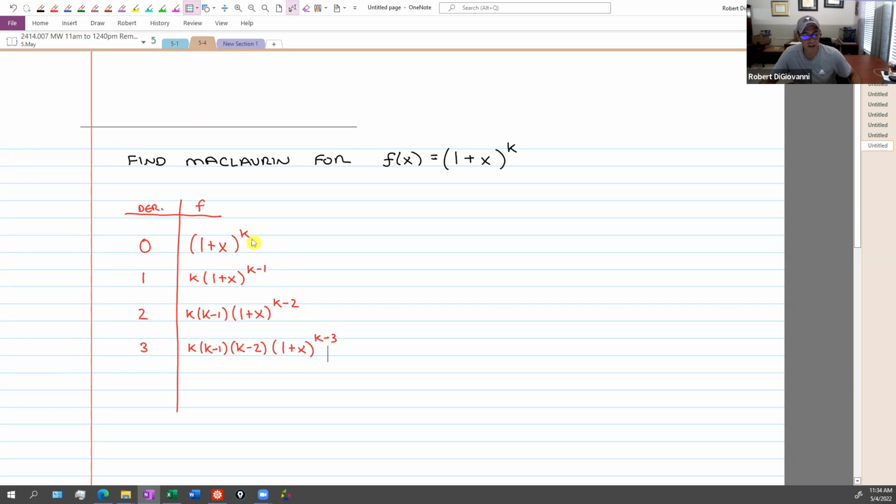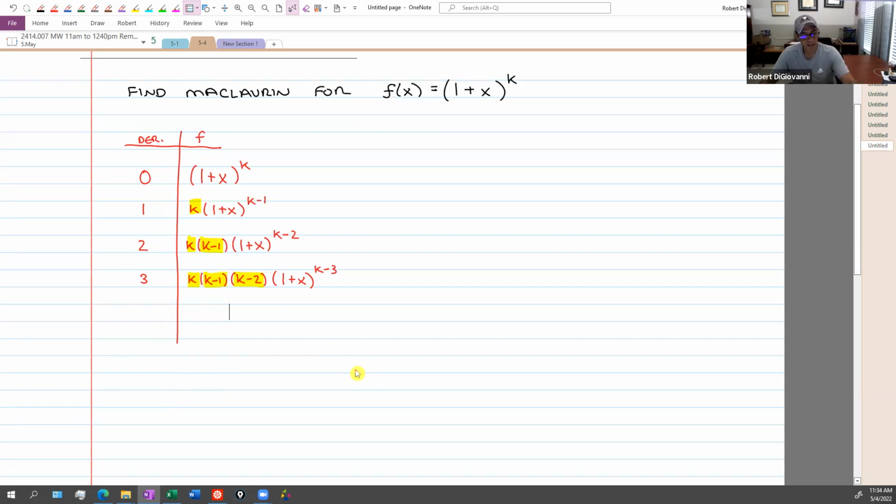Everyone understands that k here is a constant, right? That's why when I'm taking these derivatives, I'm not having to use product rule. Everything I have here in yellow, these are all just constants. So there's no product rule when I take derivatives. Y'all following this? Can you tell me what the nth one would be?